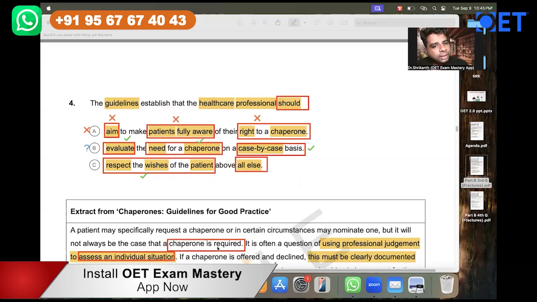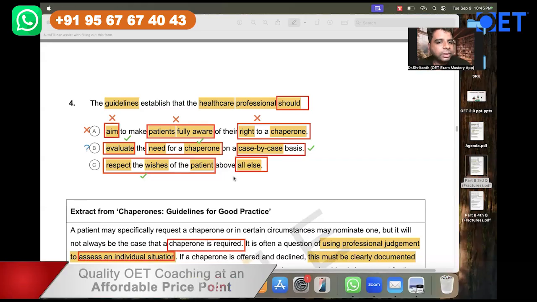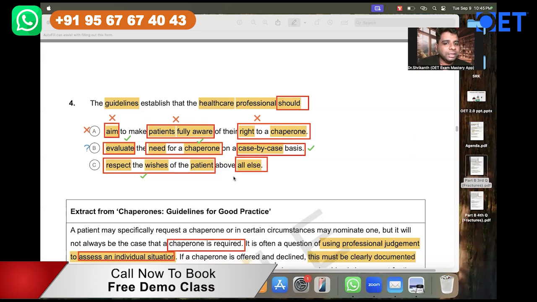So will the medical staff give a chaperone to the patient? No. Right? Because it is not required. See, that is the meaning of "above all else." Above all else basically means whatever the patient is telling, we are giving that to the patient. So if the medical staff is telling you don't need a chaperone, but the patient is telling I need a chaperone, that means even if they don't need it, we are giving them the chaperone.